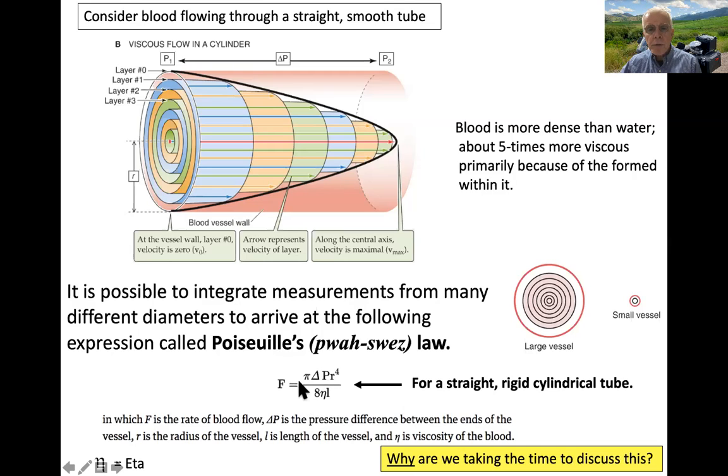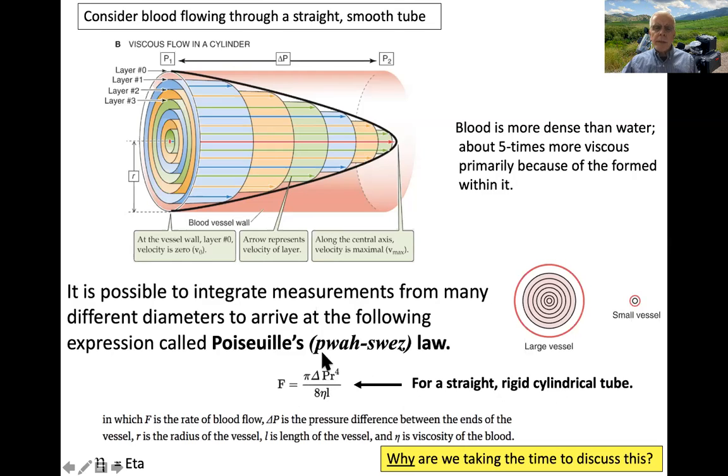I'm saying flow is directly proportional to pi times the pressure difference times the radius to the 4th power of the tube. It's inversely proportional to 8 times eta, which represents the viscosity of the fluid, times the length of the tube. Again, he worked this out for straight, rigid cylinders, okay?